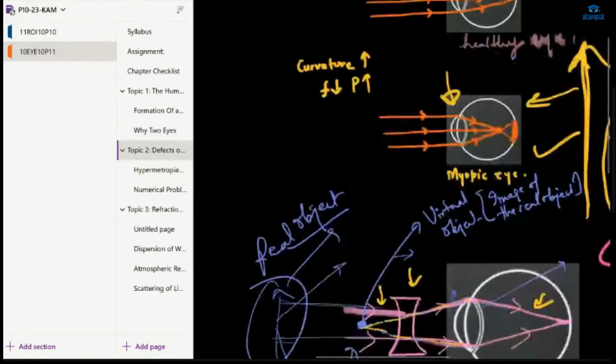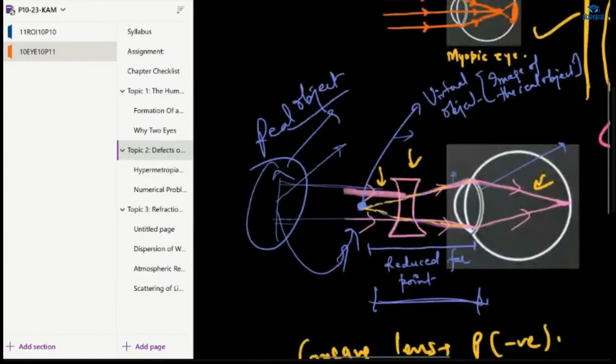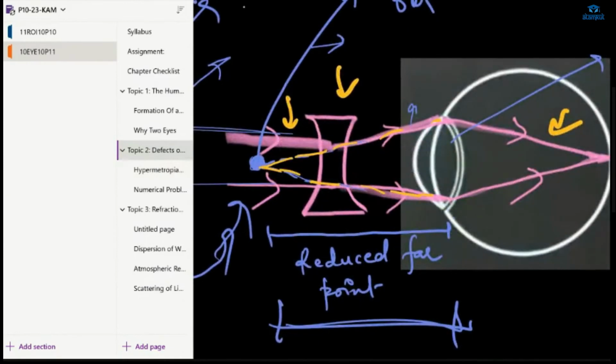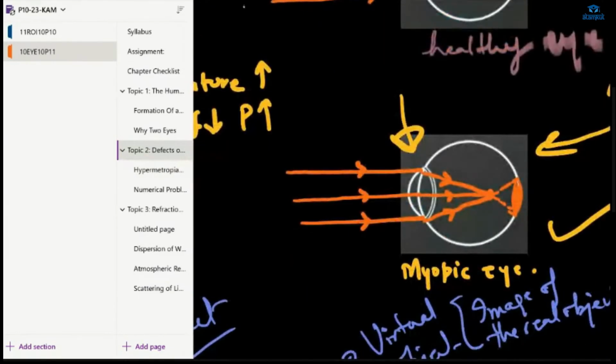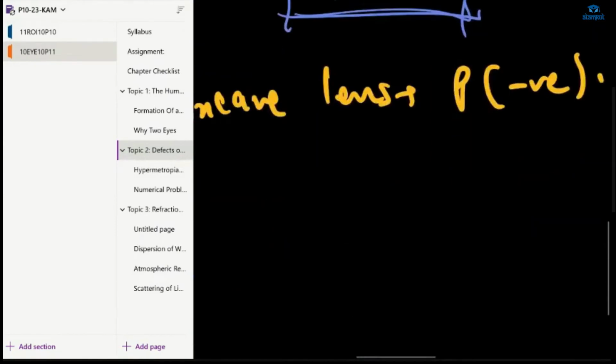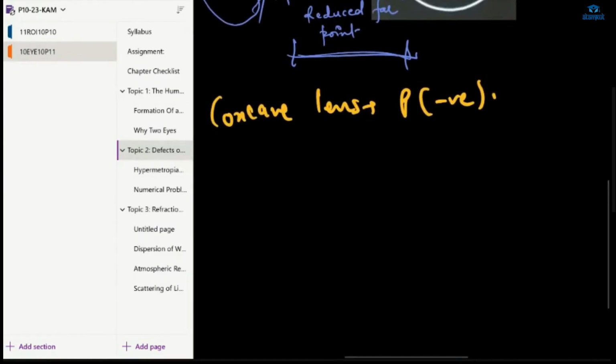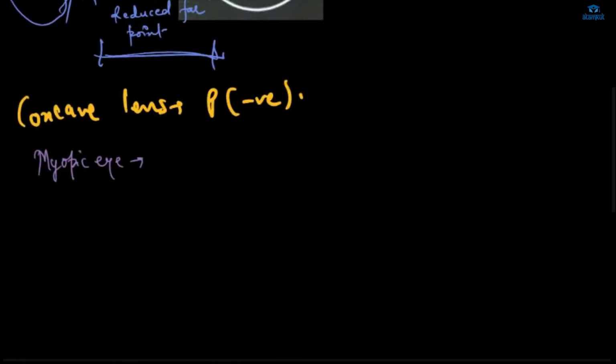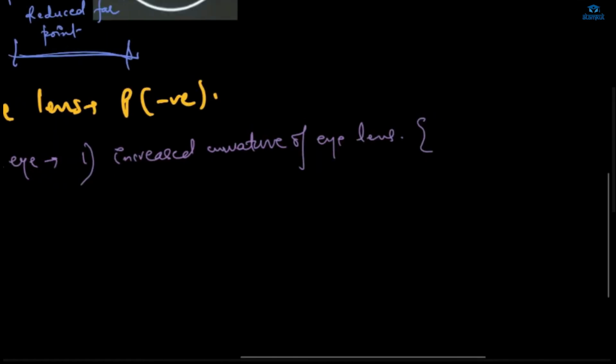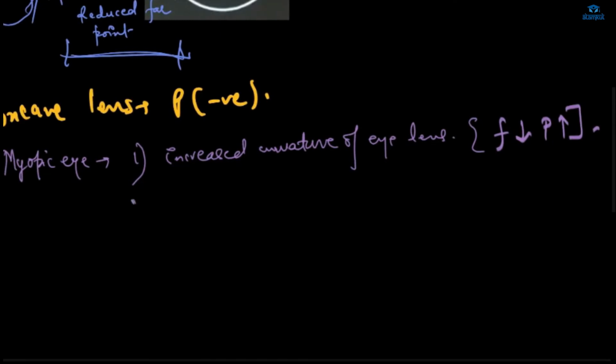हाँ, there are two reasons of myopic eye. वन तो होता है highly curvature of the lens, okay, means increased curvature of the lens, and another is this myopic eye. I forgot to tell this thing. Myopic eye is due to the increased curvature of eye lens. Increased curvature means that focal length has got decreased, power has got increased. Okay, this thing. And second reason is what? Elongation of the eyeball.